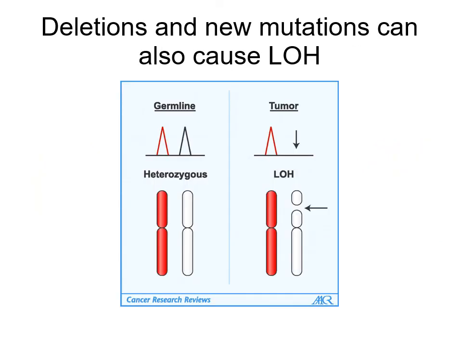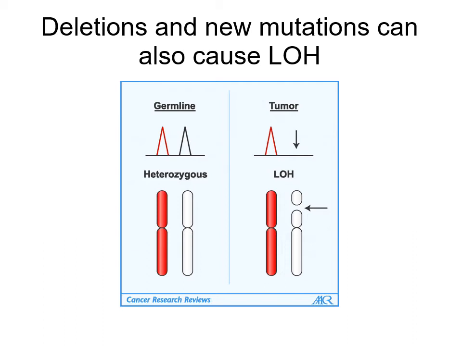Okay, so here's another way of showing what can happen to lead to loss of heterozygosity. We're showing in the germline this person is heterozygous. They have one mutant allele and one wild type allele, right? In this particular case, the wild type allele is carried on the chromosome that's colored white.